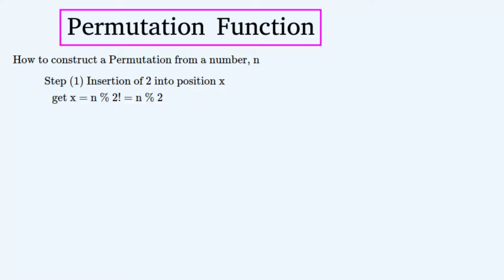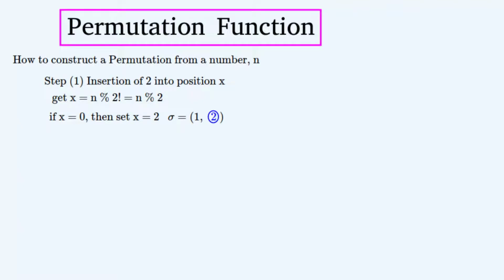So now to construct a function that maps a number n onto a unique permutation sigma, we have to calculate where to put the number 2. We'll use the percentage symbol, which represents the modulo or remainder operator, which is used in C and JavaScript. So this is what x is. For the moment, this operation is simple. It is only n modulo 2.